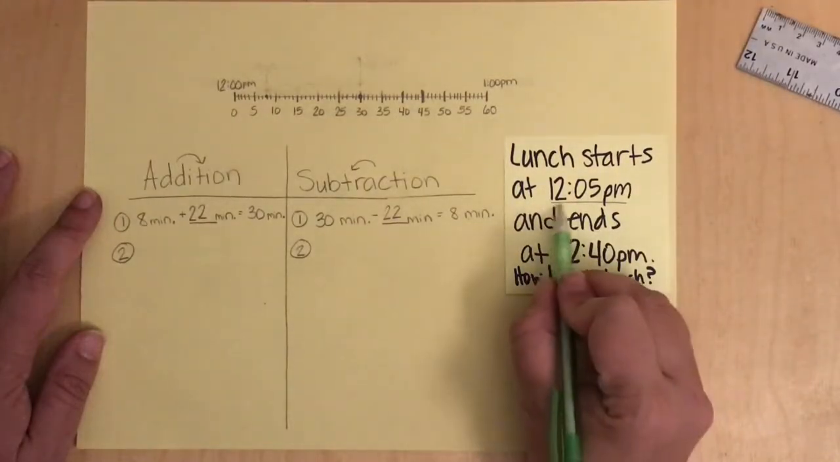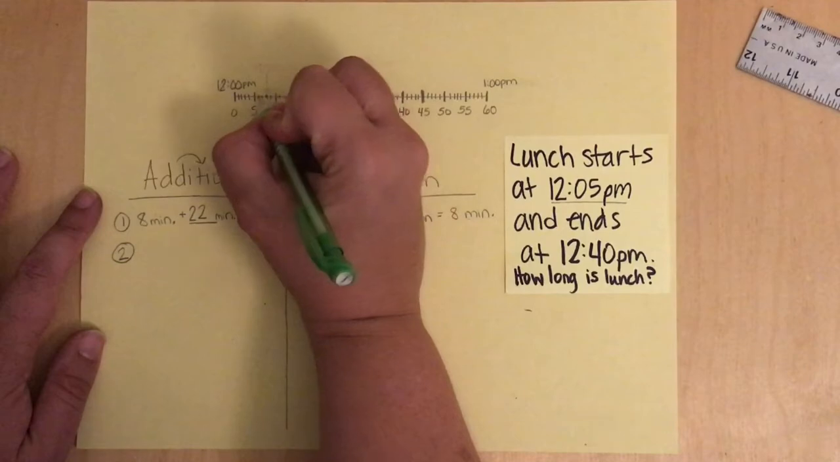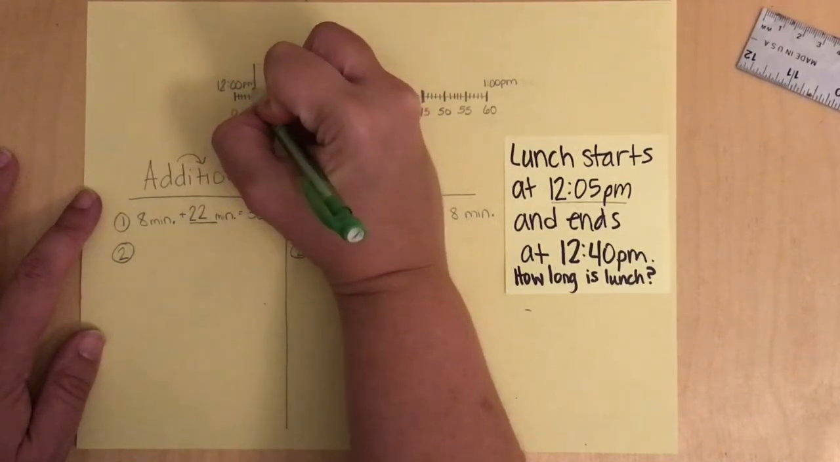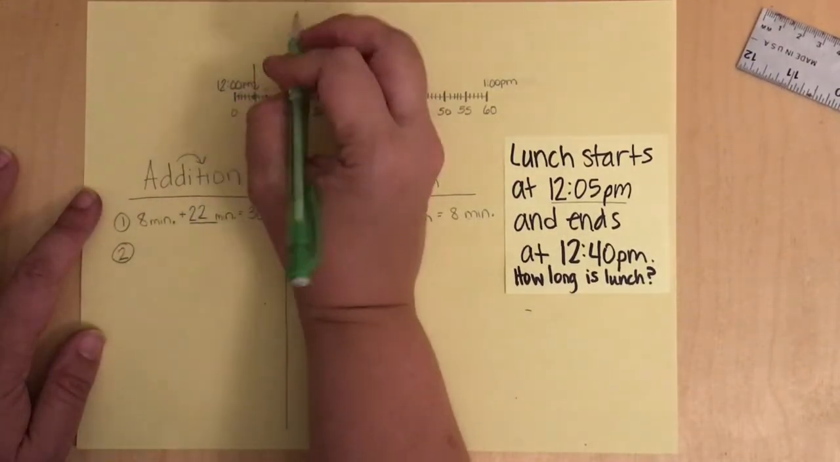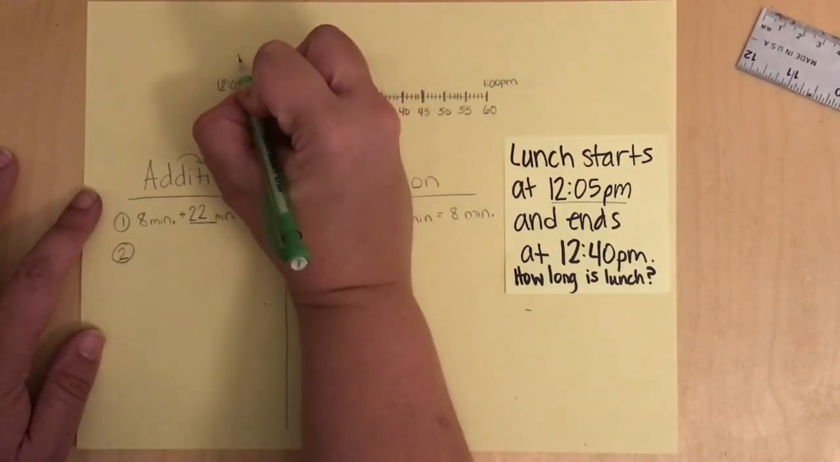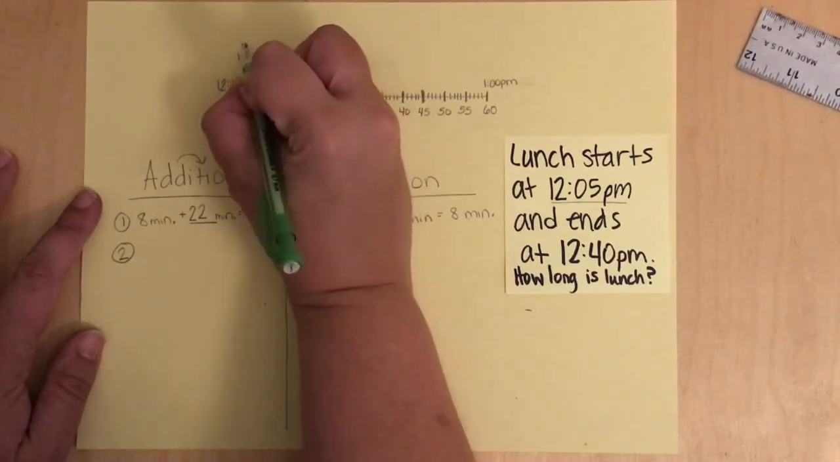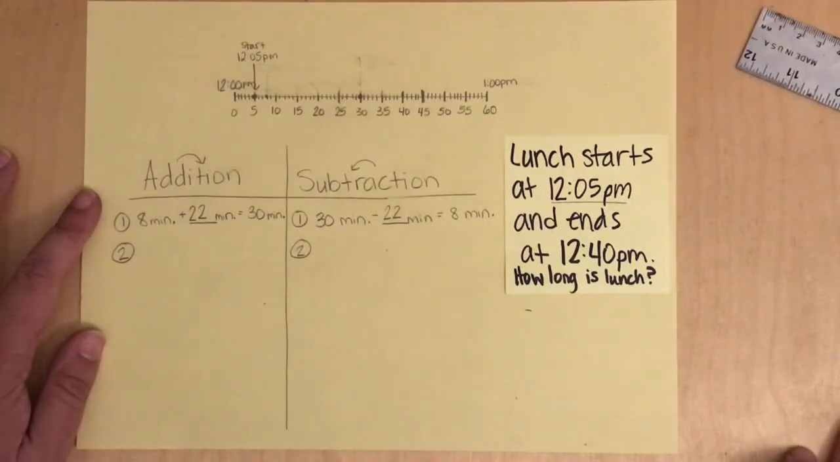In between 12 and 1, lunch starts at 12:05. So I'm going to put a dot there. I'm going to draw my arrow. I'm even going to draw it on top of what I already wrote. And I'm going to put lunch starts at 12:05 p.m. I can even write the word start if that helps me remember why I labeled that on my number line.